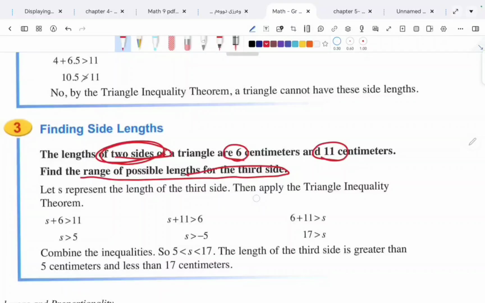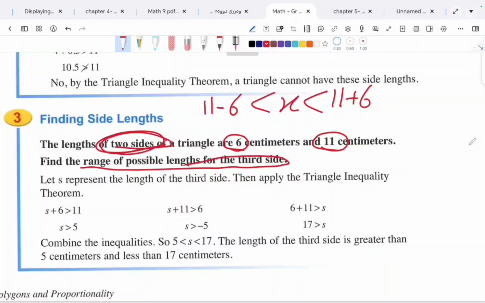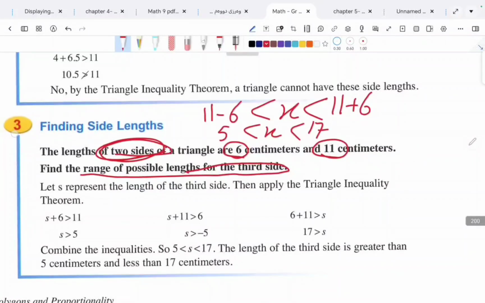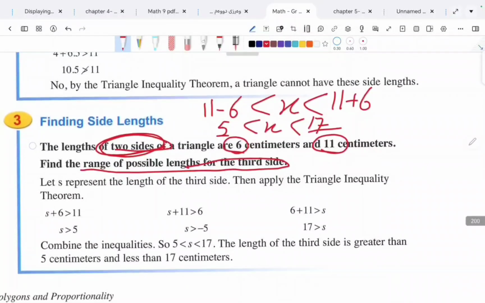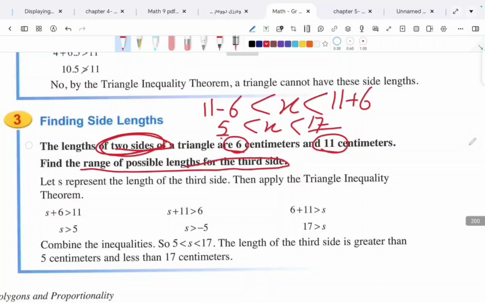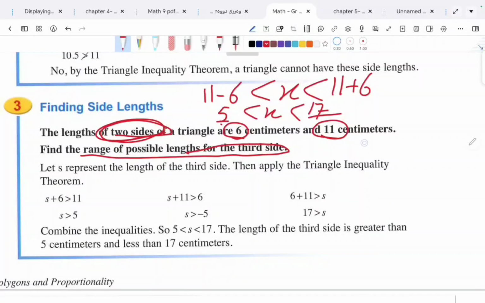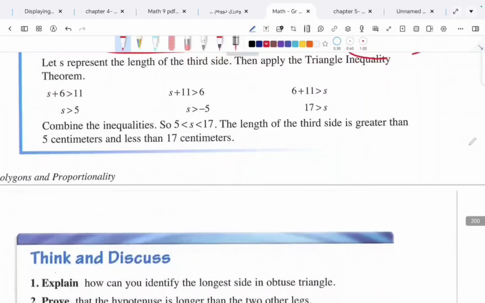Look here. On this side, I'm going to subtract them: 11 minus 6. Then write the inequality sign. Then add them: 11 plus 6. Now 11 minus 6 equals 5. When you add them, it equals 17. So the third side is between 5 and 17, but 5 and 17 are not included. Pay attention. So it is 6 to 16. Sometimes in the national exam question, they change it to this. It's the same. Okay, pay attention. It's the same as this one.